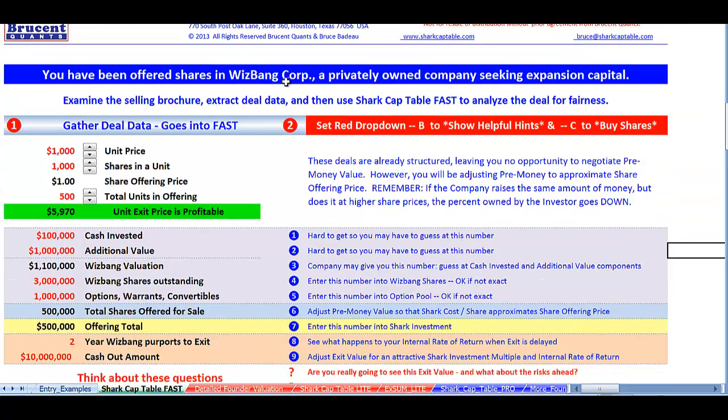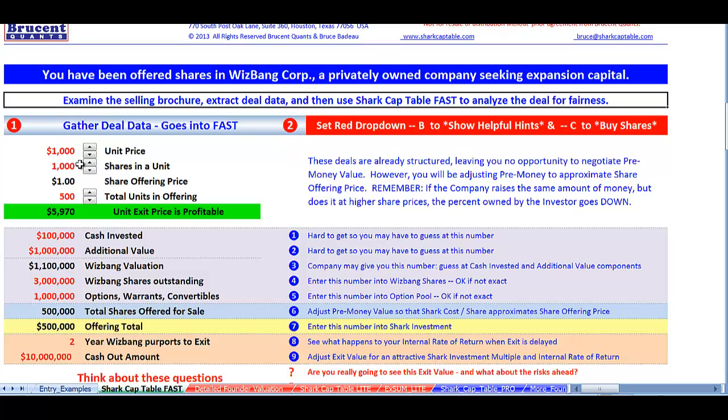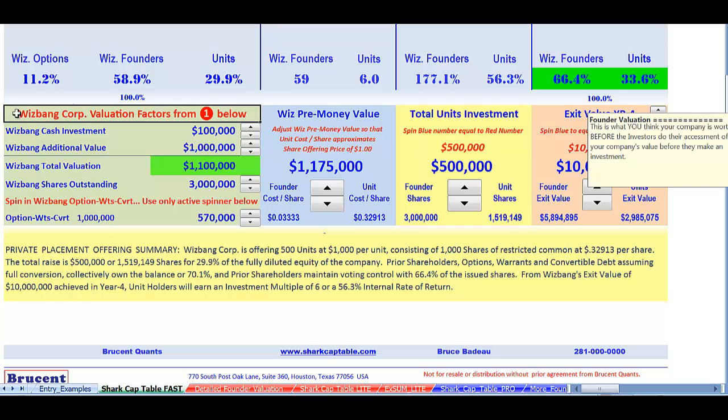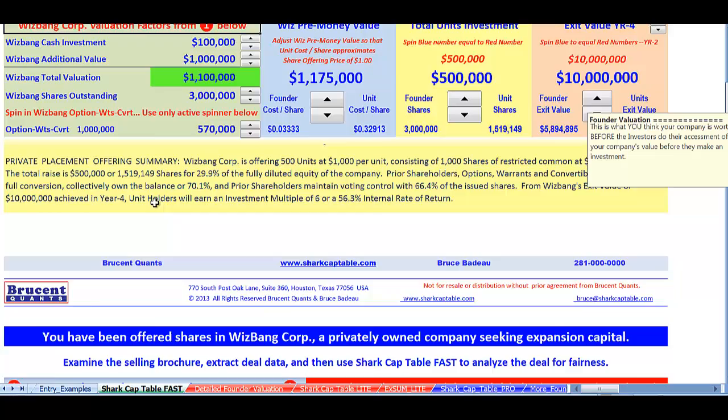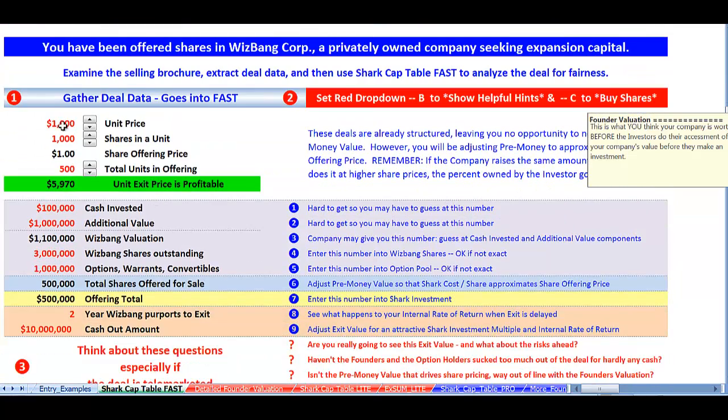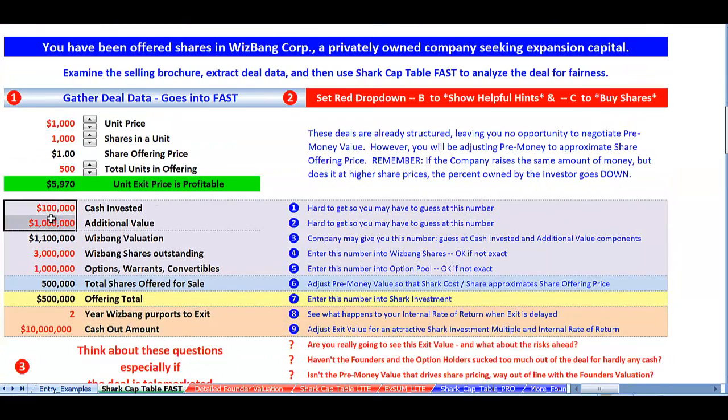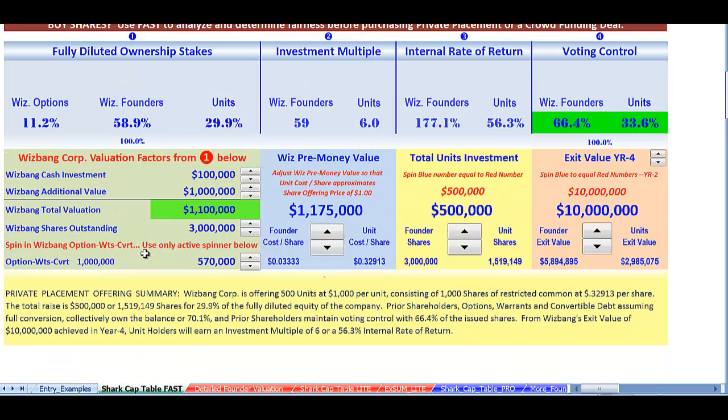You've been offered shares in Whizbang Corporation, a privately owned company seeking expansion capital. You need to examine the selling brochure, extract deal data, and then use Shark Cap Table Fast to analyze the deal for fairness. So here we are. This is Table 1, and we refer to it right here. Whizbang Corporation valuation factors from number 1 below. So when you enter these red numbers, you will be actually changing these numbers here. The spinners don't work here, only at this section here.